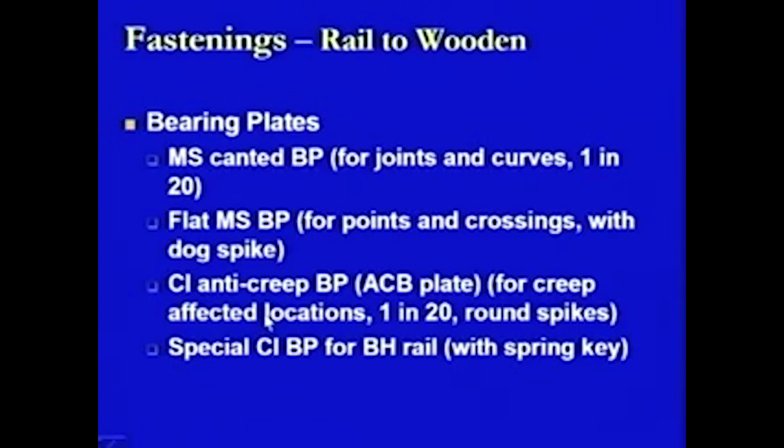Then there are some special cast iron BP plates which are used for bull headed rails. In the case of bull headed rails, we have seen the head of the rail is bigger as compared to the foot of the rail, and they are used with spring keys. So, we have different assemblies available, and we have to use a combination of those assemblies wherever they have to be used specifically.